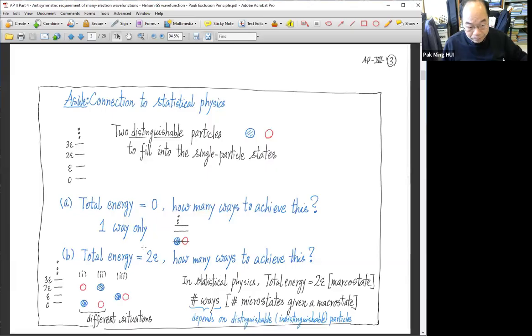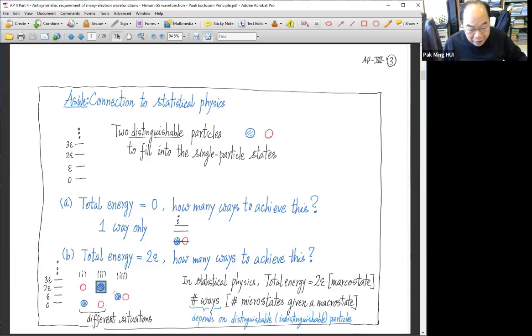For example, total energy 2 units. How many ways can you arrange 2 different, distinguishable particles to get this internal energy? Now you can think about it. Blue has no energy, red has 2 units, which adds up to 2. Or red has no energy, blue has 2 units. Also okay.